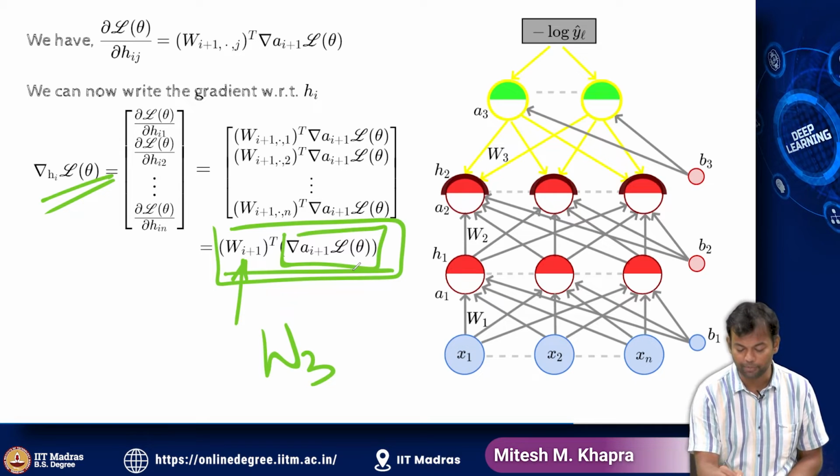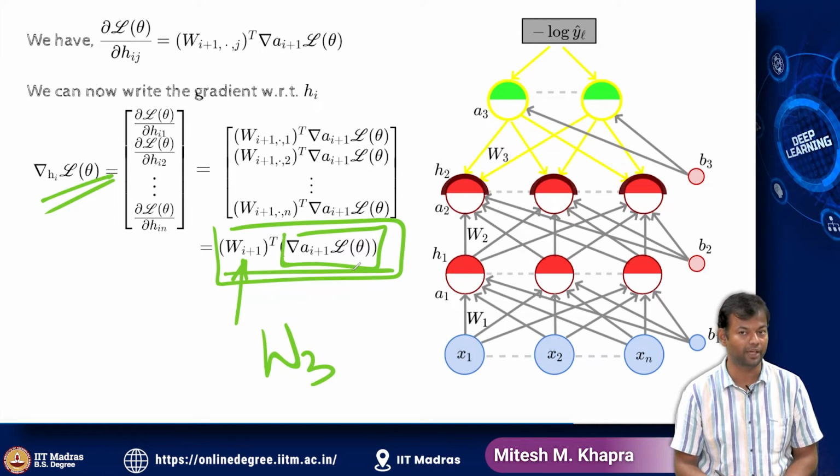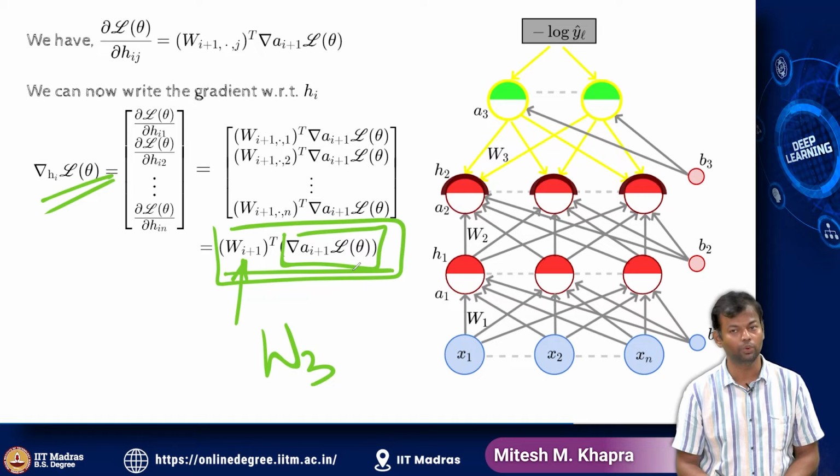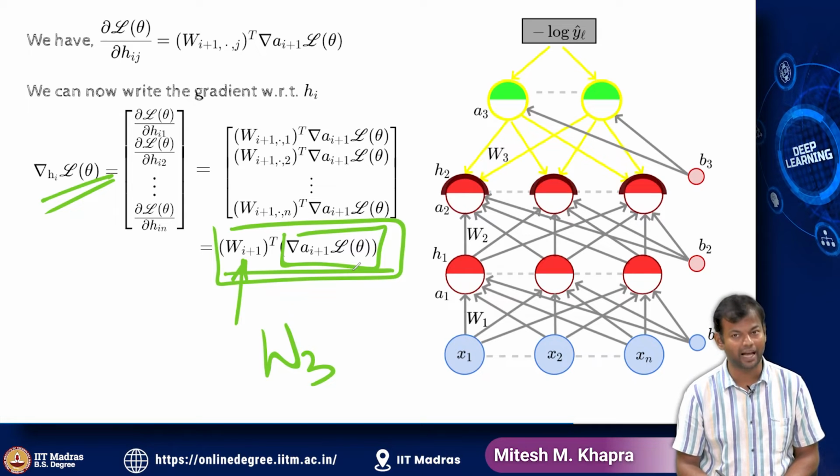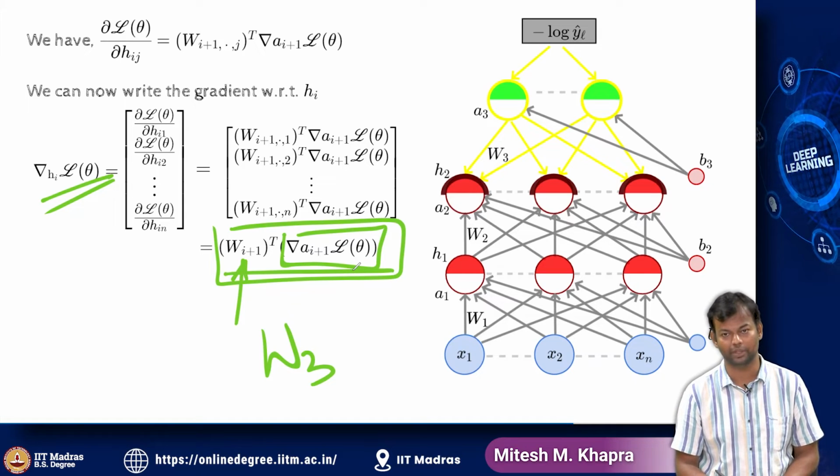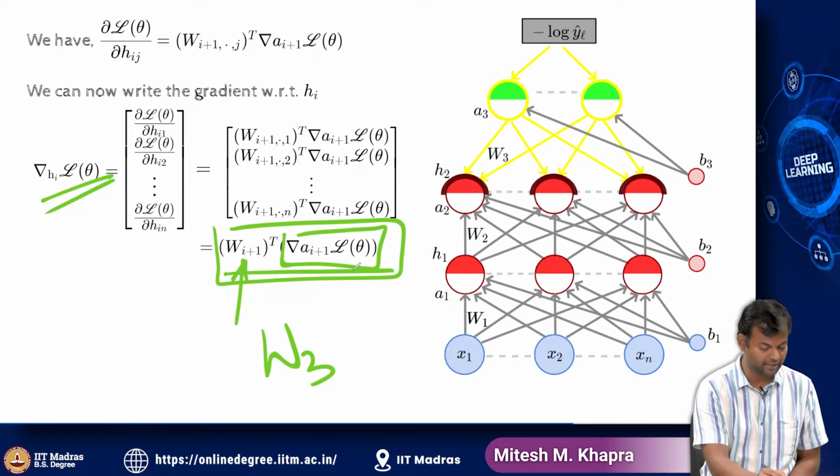And this I already computed in the previous lecture. This was the gradient of the loss function with respect to the last layer, because here i is equal to 2, so i plus 1 is equal to 3. But now I have a slight problem here.